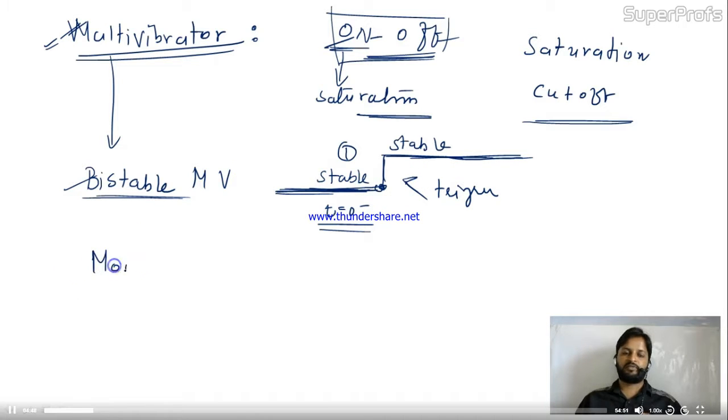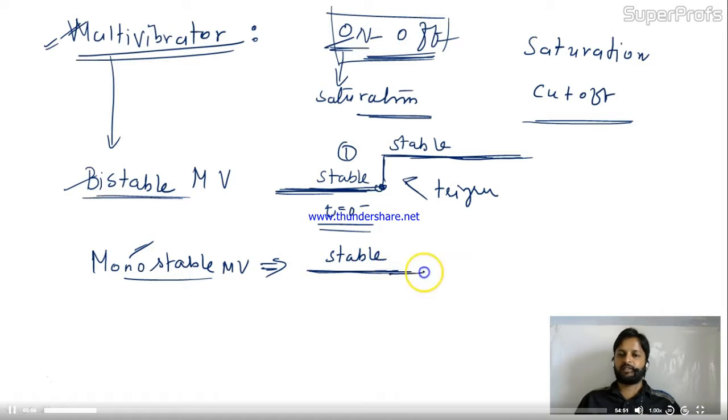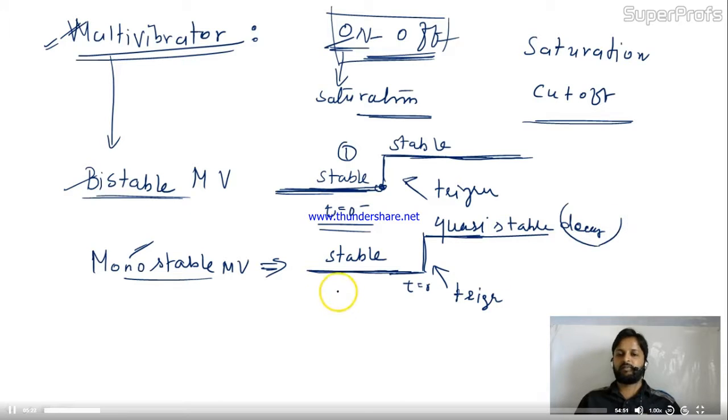Now the monostable multivibrator. In the monostable, we get only 1 stable state. Suppose this is the output at the stable state of some circuit. After a particular point, t equal to 0, suppose I give a trigger to it. Again it will get another condition, but this condition will be quasi-stable, meaning after some time this will decay. So here we have only one stable state in the monostable multivibrator.